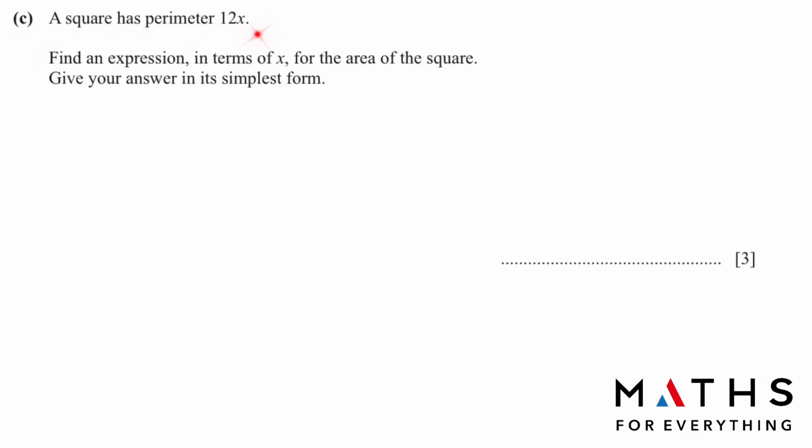A square has perimeter 12x. Find an expression in terms of x for the area of the square. Give your answer in its simplest form. Now here, you know that a square has all four equal sides. So when we add all these sides, we have the perimeter. The perimeter is 12x.